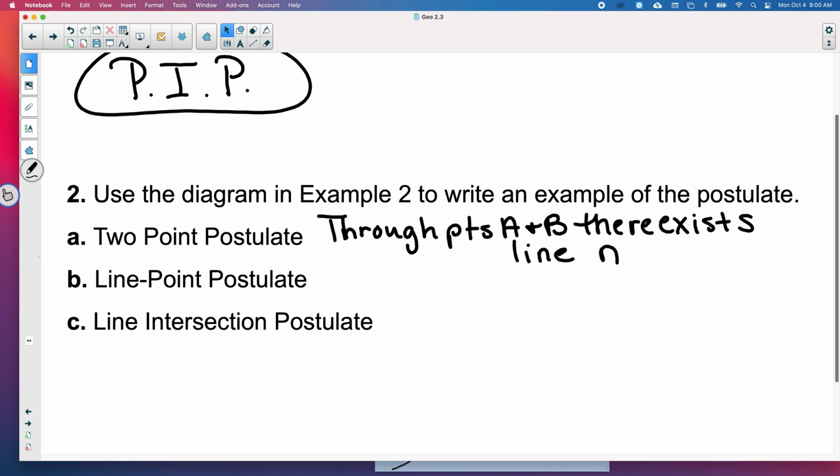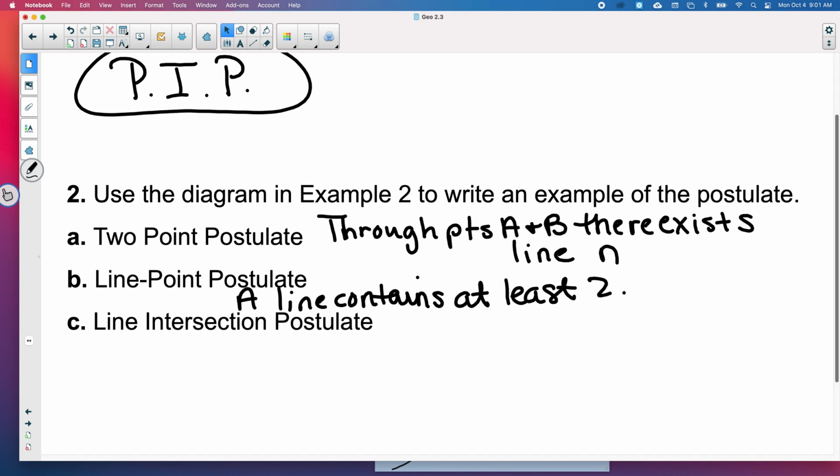So the line-point postulate. The general term says, it should be the converse of this one that we just did. It says a line contains at least 2 points. That's the general one. You have to make it specific to that picture. But it's the converse of this one that we just did. So if you flip this statement around, you should have what you need.